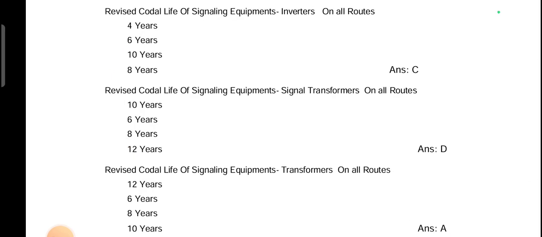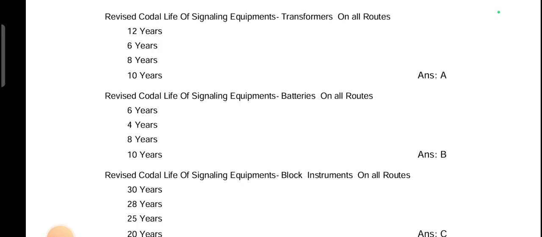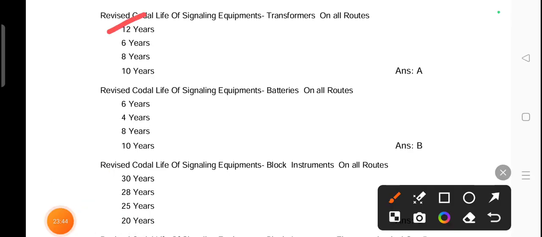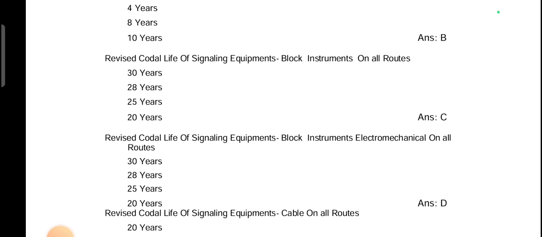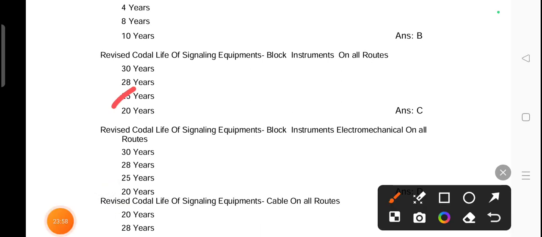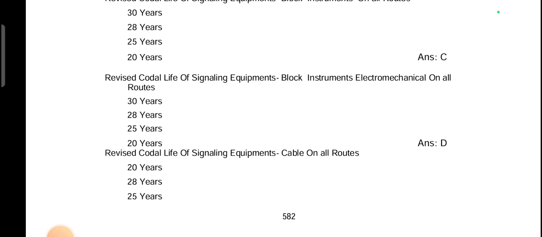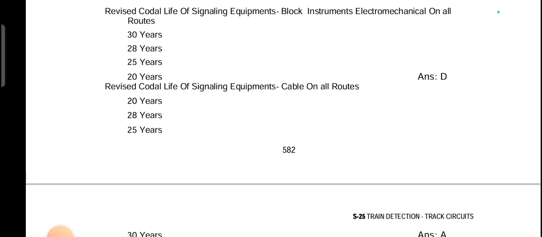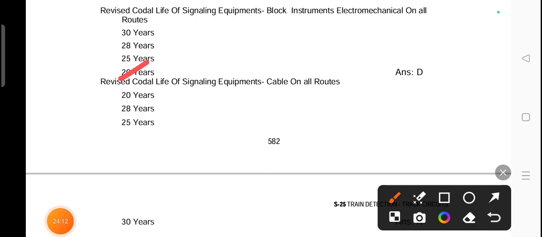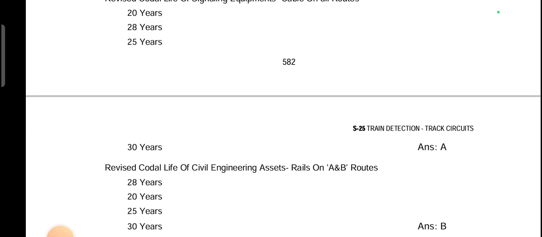Revised total life of signaling equipment transformer on all routes, 12 years. Revised total life of signaling equipment batteries on all routes, 4 years. Revised total life of signaling block instrument on all routes, 25 years. Revised total life of signaling equipment block instrument electromechanical on all routes, 20 years. Revised total life of signaling equipment cable on all routes, 20 years.